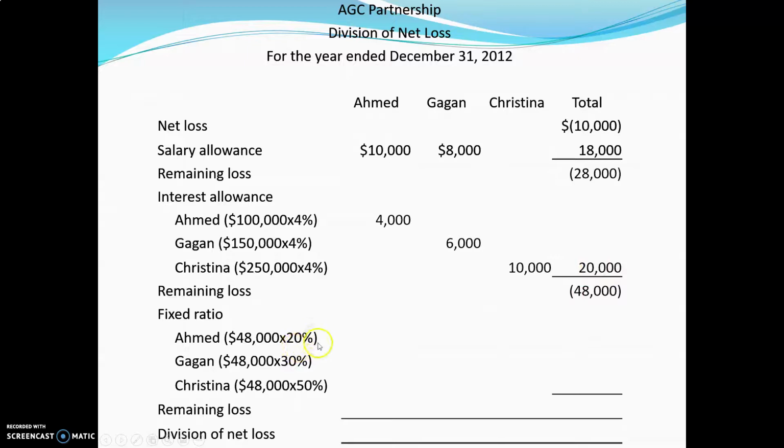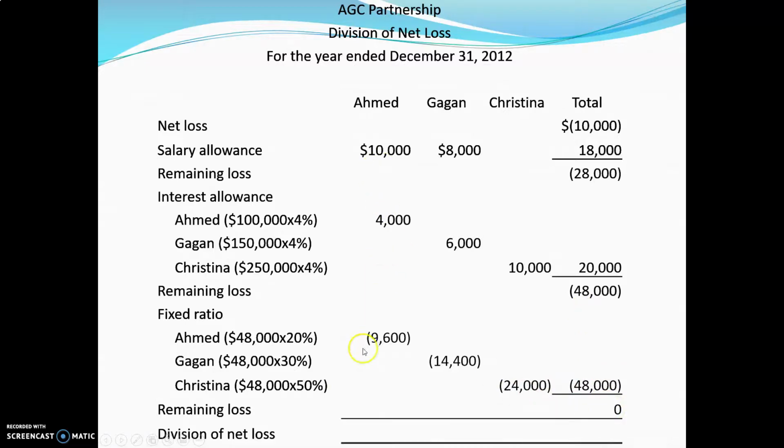Now we end up having to disperse this according to the capital ratios. And those ratios were calculated on the previous slide as 20%, 30%, and 50%. So we're going to be taking this $48,000 loss and dispersing it according to this ratio. What's 20% of 48,000? Should be 9,600. 30% of 48,000, 14,400, and 48,000, half of that will be 24,000. And the total remaining loss is still here. When it's subtracted, it ends up turning into 0.